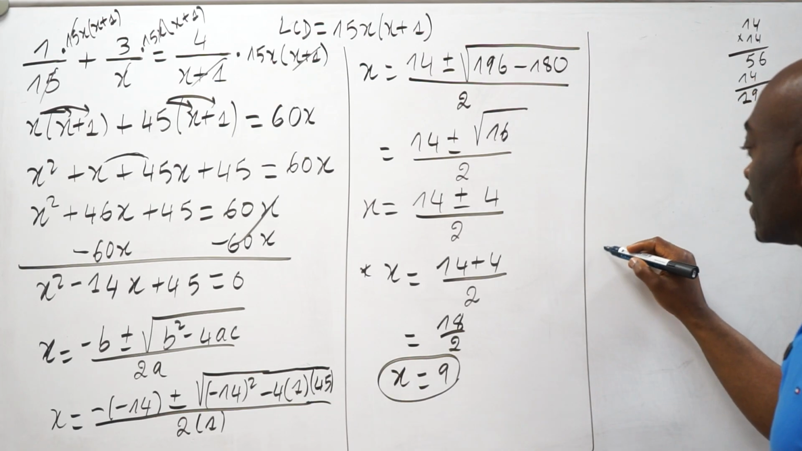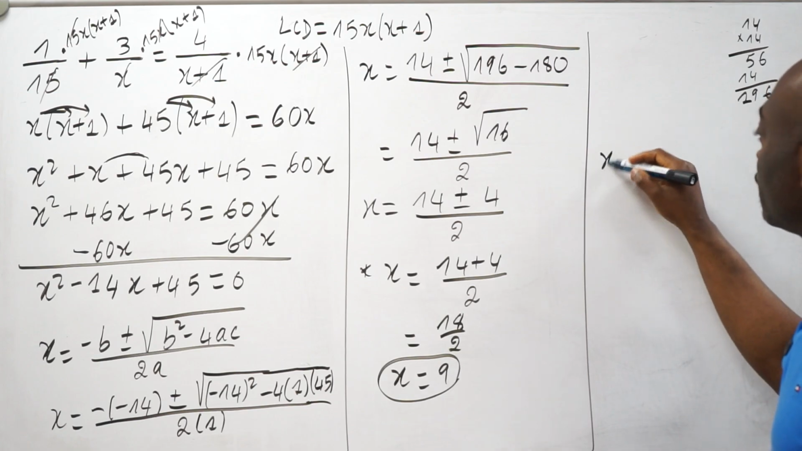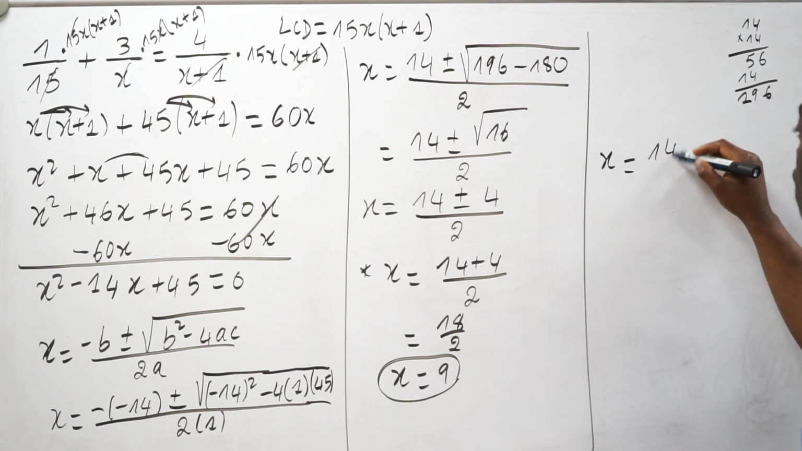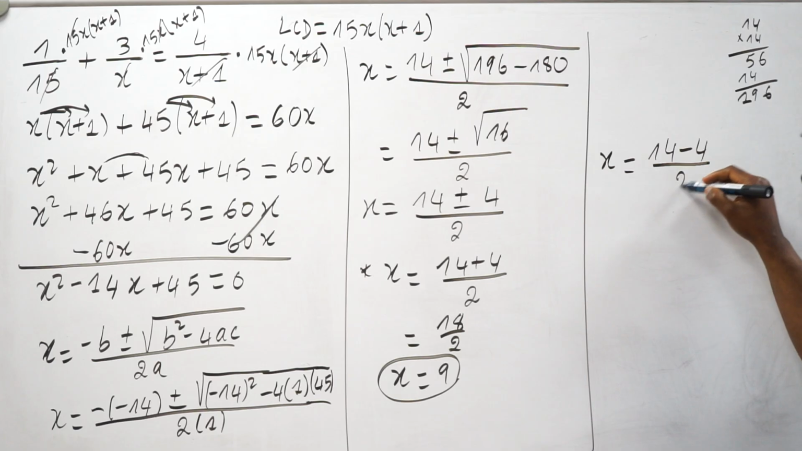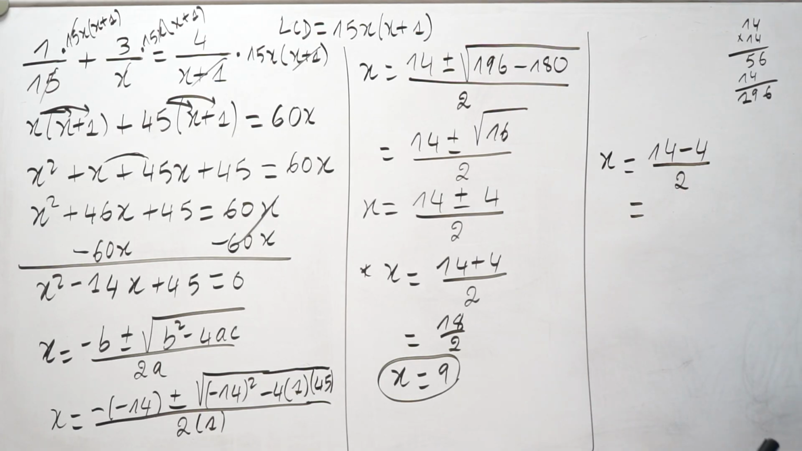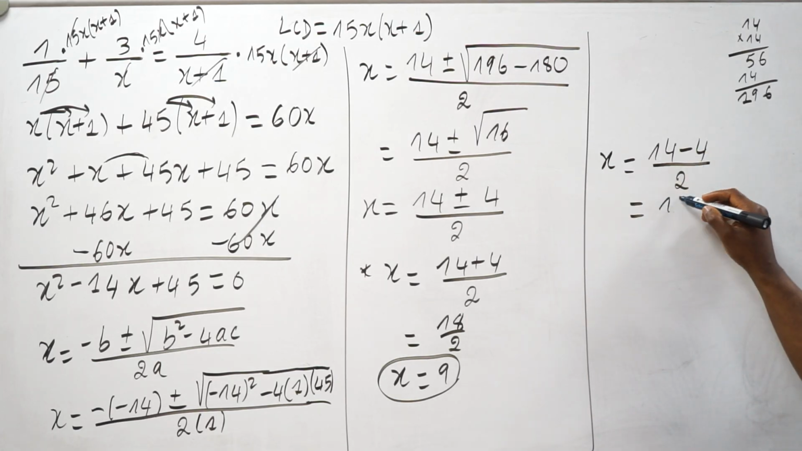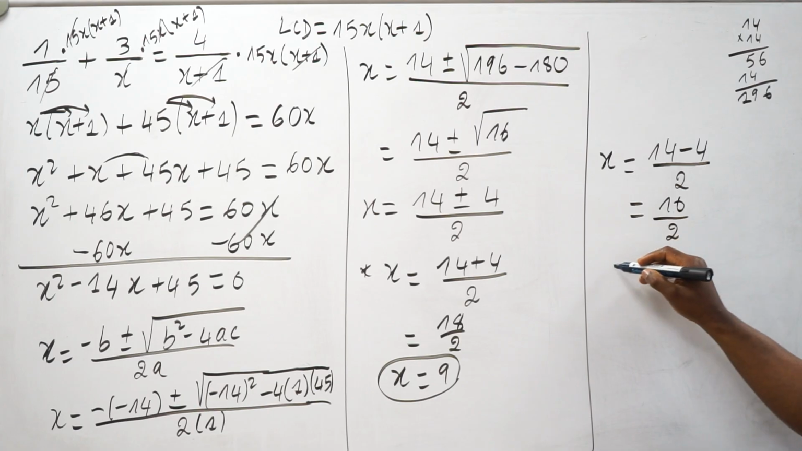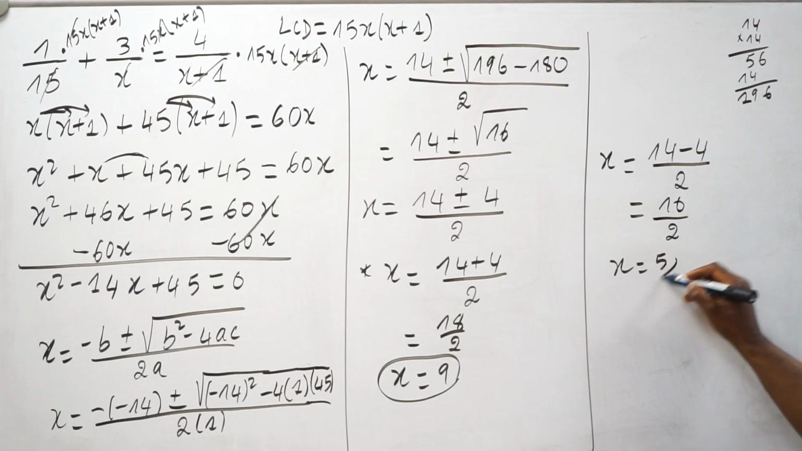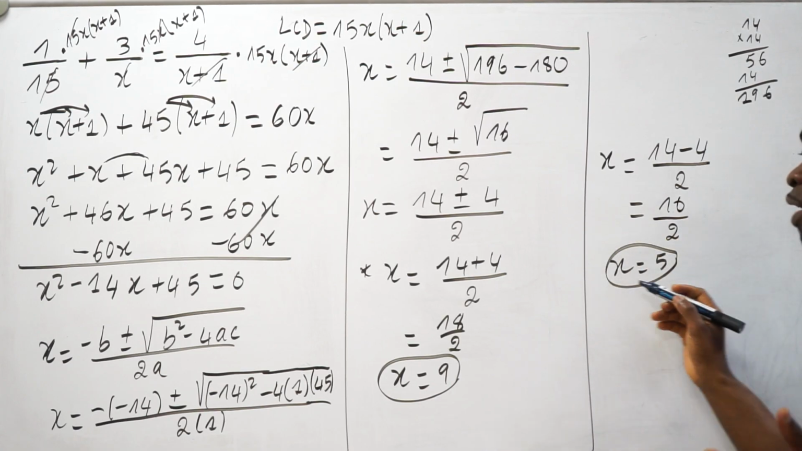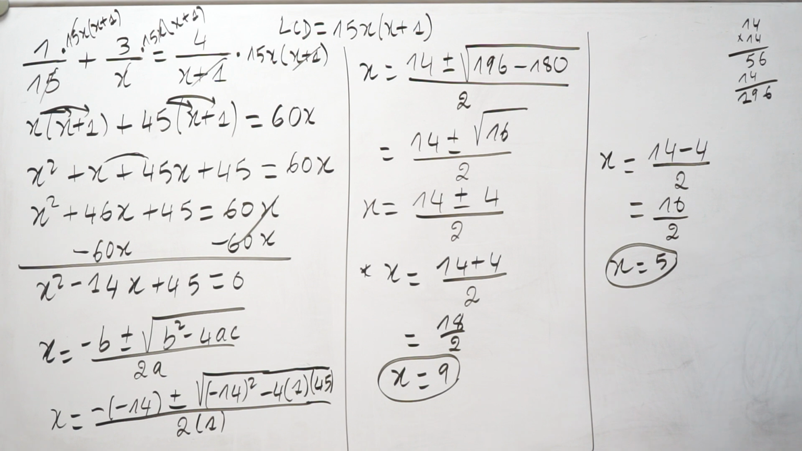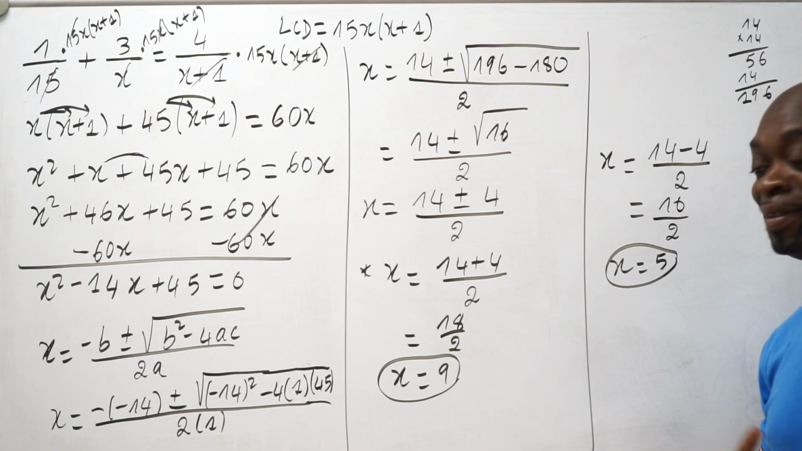And then the next one, I'm going to put it on this line here. x equals 14 minus 4 divided by 2. So that is what? 14 minus 4 is 10. 10 divided by 2 is equal to 5. So we end up with these two beautiful solutions here. x equals 9, x equals 5 out of this very nice problem. All right? So we're good.